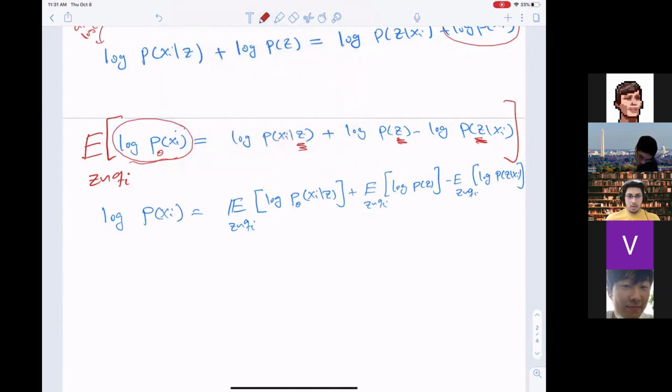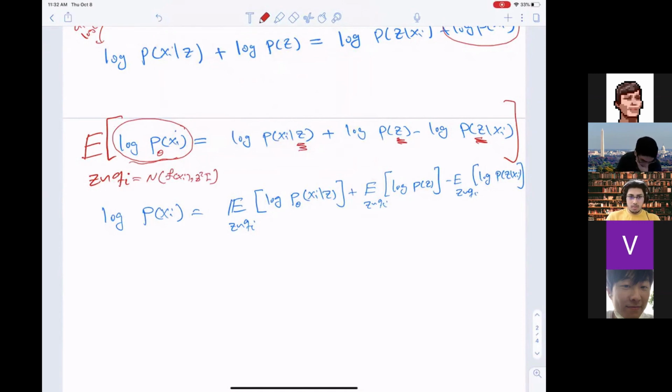It can be maybe a normal distribution whose mean depends on a function of Xi, or it can be anything else. Doesn't matter. It can be whatever.